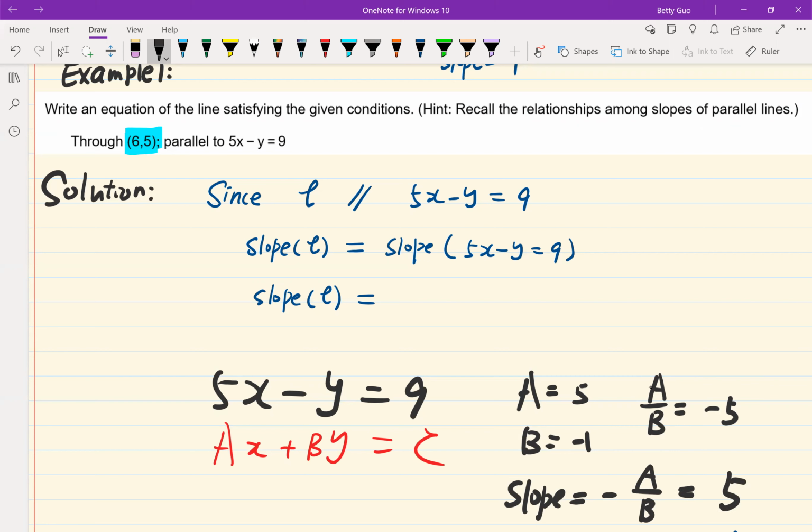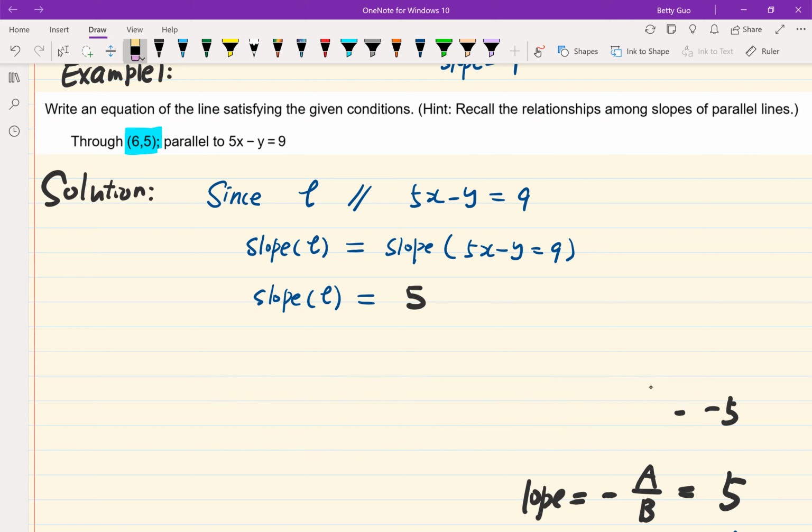The opposite. Do you guys remember that? Last week. Yeah, if we have the equation of the line in the standard form, then the formula negative A over B can give us the slope. We identify A, B, find the quotient of A and B, and then take the opposite, right? We will have the slope. Since the line 5x minus y equals 9 has a slope 5, then the slope of the line we are looking for also has a slope 5, right?